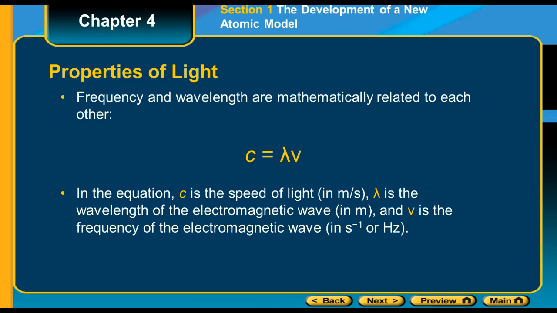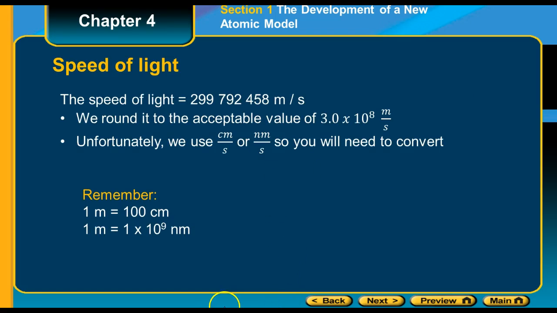And that whole unit is the same as hertz. So you're able to take this equation and substitute the speed of light, which is a constant, and that will equal whatever wavelength you're dealing with times frequency, and you can find the frequency, or whatever frequency you're dealing with and you can find the wavelength. So we need to know the speed of light, and here is the actual value, but we're going to round it to the acceptable value of 3.0 times 10 to the 8th meters per second.